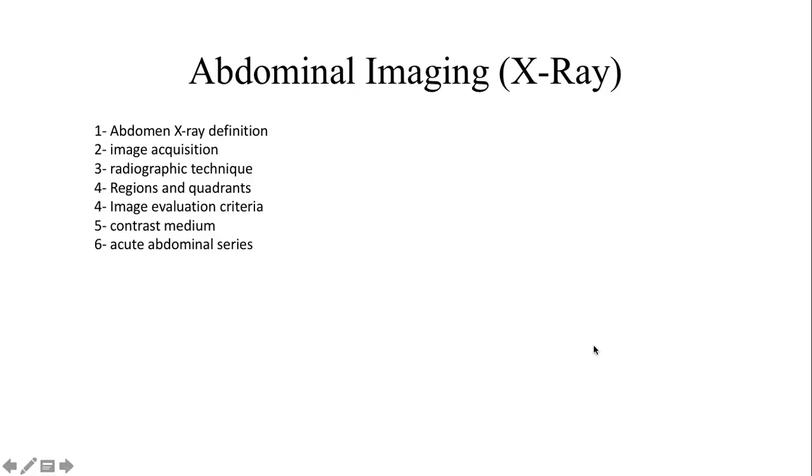Okay. So the points that we are going to cover for today are abdomen x-ray definition. So what is an abdominal x-ray? Second is image acquisition. So how is the x-ray acquired? That includes patient position, part position, central ray, things that have to do with technique. Third is radiographic technique. Four is regions and quadrants. Five is image evaluation criteria. We have contrast medium and acute abdominal series. Okay, so let's move on.